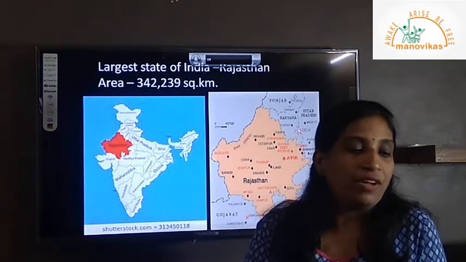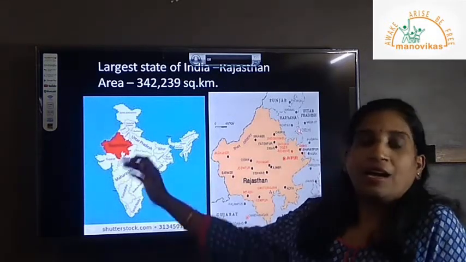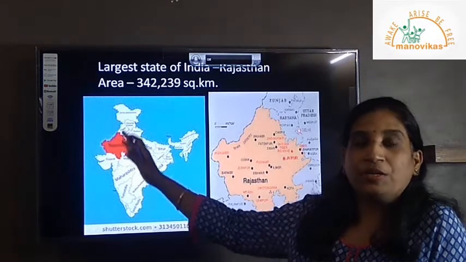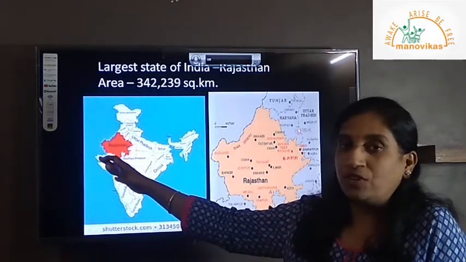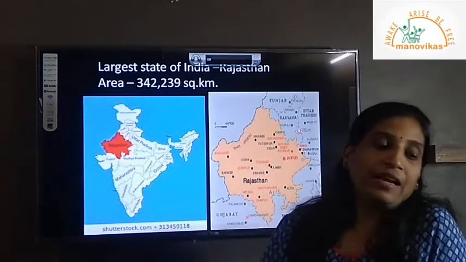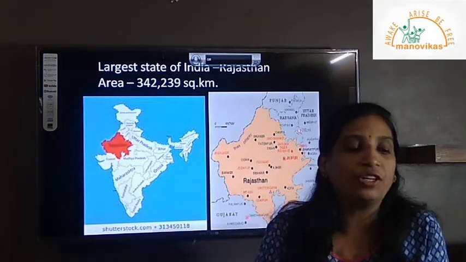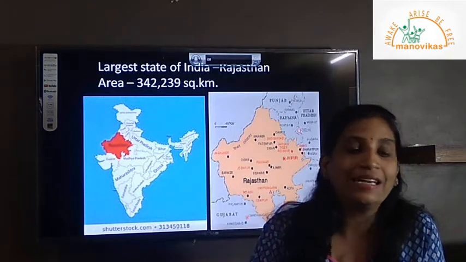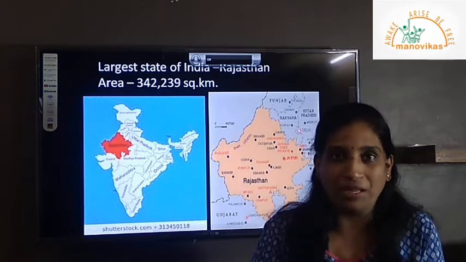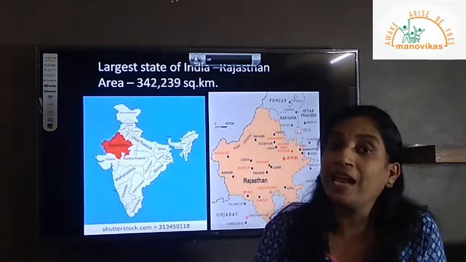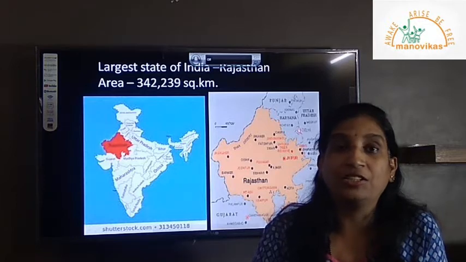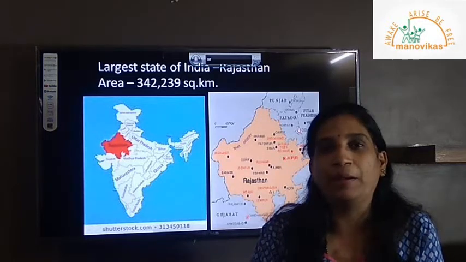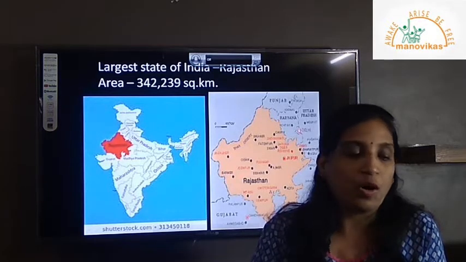So within this country, India, let's see the largest state in India. The largest state is Rajasthan, located towards the northwest part of our country, with an area of about 3,42,239 square kilometers. Remember, this is the largest state or the largest part of the landmass of the Indian subcontinent.